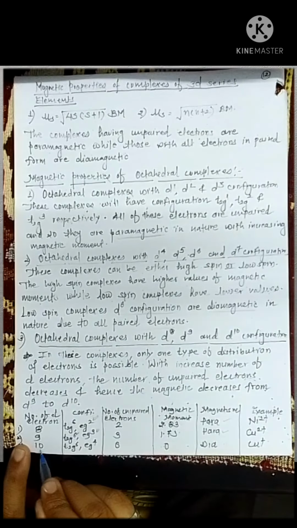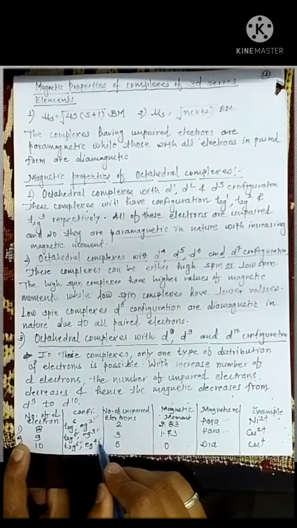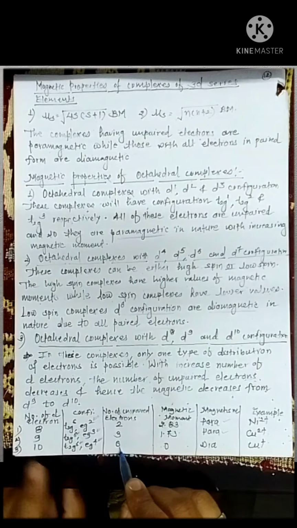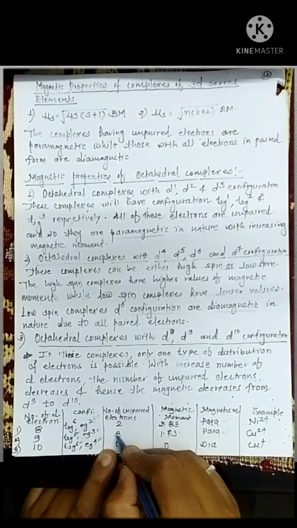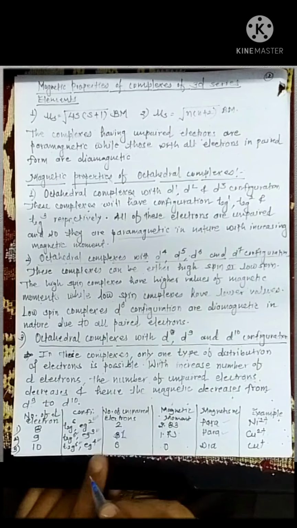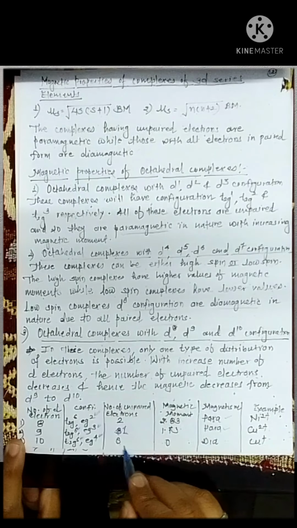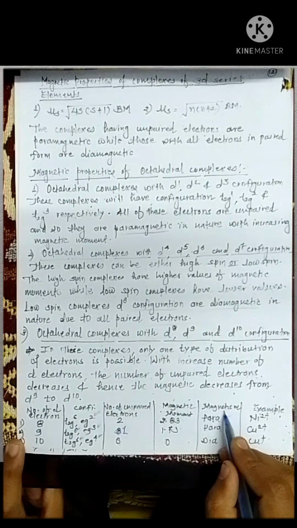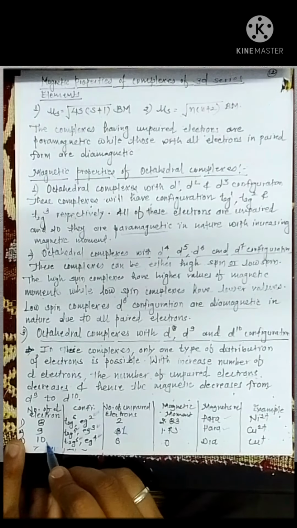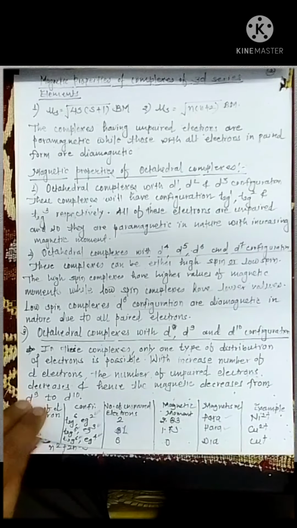But when we see d10 configuration, all the electrons are paired in the t2g set as well as in the eg set. So the number of unpaired electrons here is 0. In d9 the number of unpaired electrons is 1, not 3. So in d10 configuration, the number of unpaired electrons is 0, so the magnetic moment value is also 0. So the magnetism of complexes with d10 configuration is diamagnetic. The best example is copper plus.